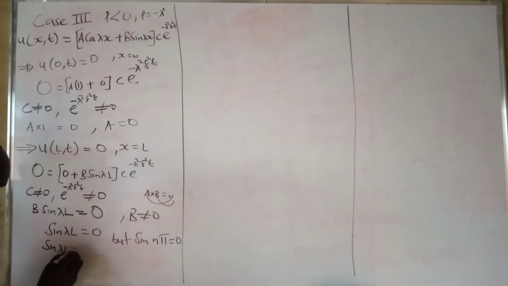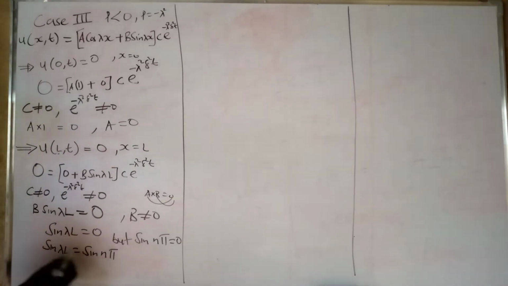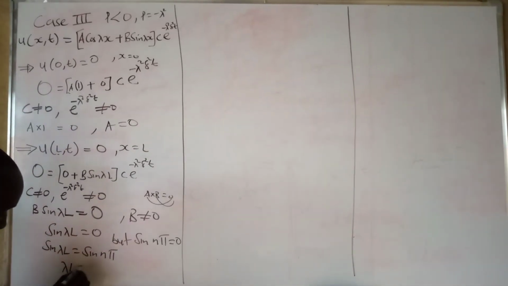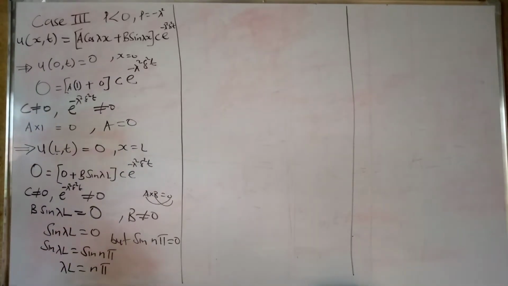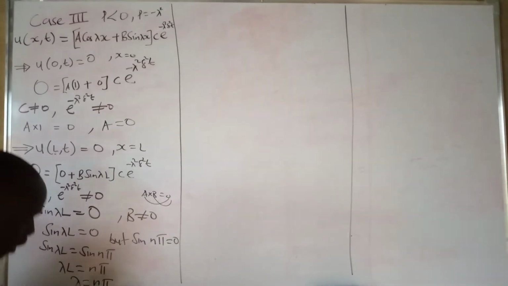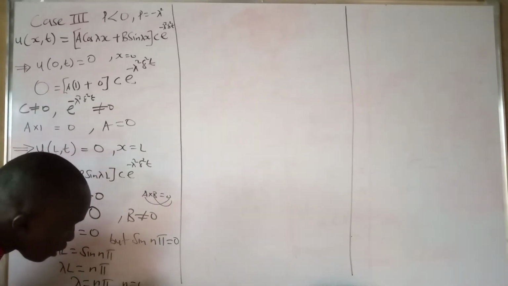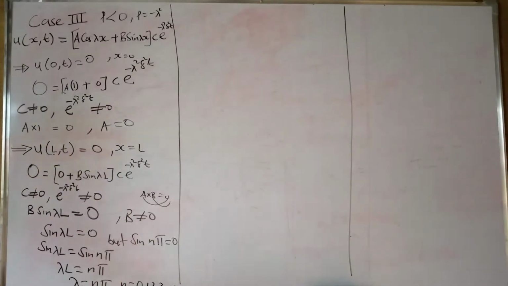So we can substitute here. Sine of lambda L is the same as sine of n pi. Since they're the same, lambda L is the same as n pi. So what is lambda here? Lambda is the same as n pi over L, for any value of n, which is 0, 1, 2, 3, and so on.